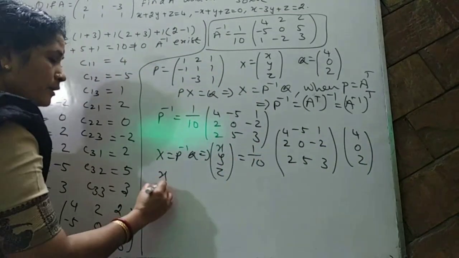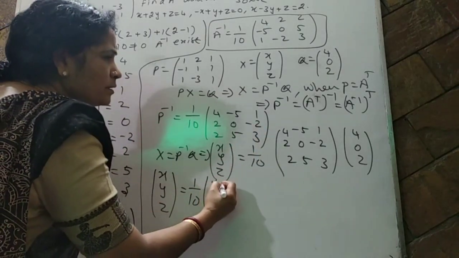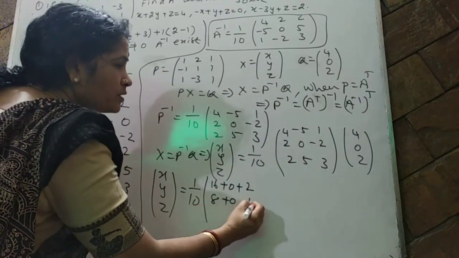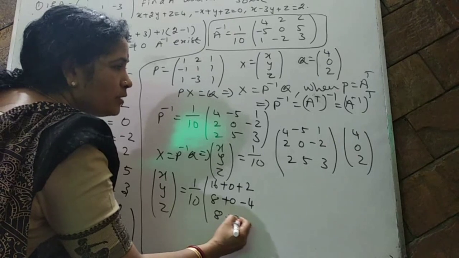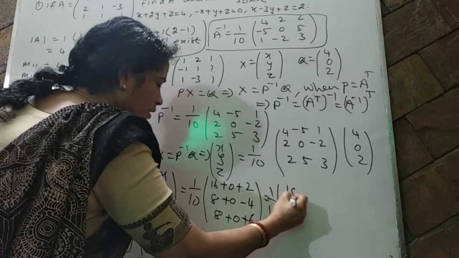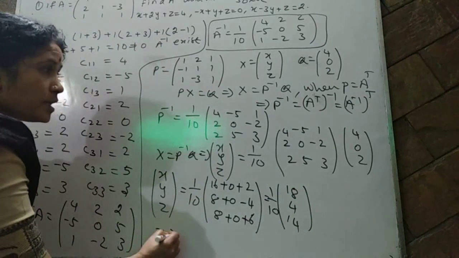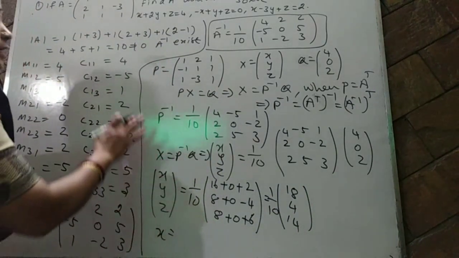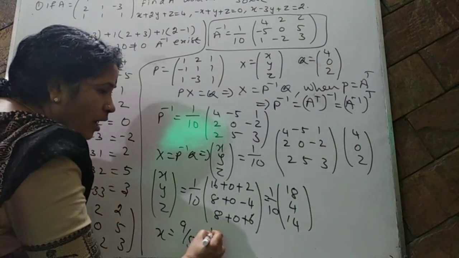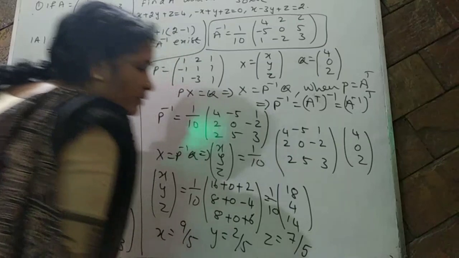Now I multiply. For a better calculation, to check it, X, Y, Z equals 1 upon 10 into, if I multiply, 16 plus 0 plus 2, and next we will get 8 plus 0 minus 4, next 8 plus 0 plus 6. So we are getting 1 upon 10 into 18, here is 4 and here is 14. You have to check the calculation very carefully, and this determinant value also you have to check. Now we are getting X equal to 9 by 5, Y equal to 2 by 5 and Z equal to 7 by 5.